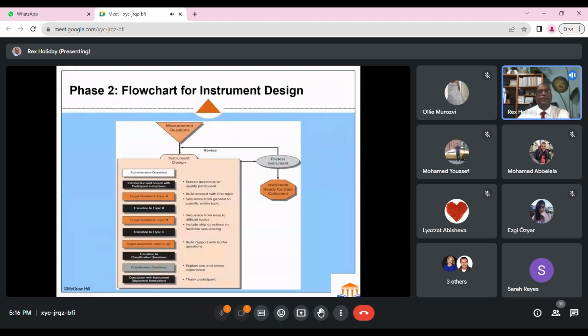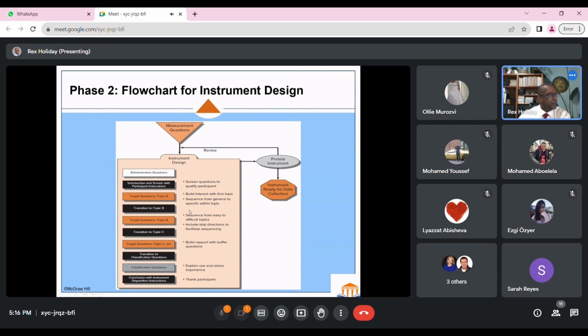Let's look at this. I have the flow chart for the instrument design. Here's a measurement question: instrument design, administrative questions, introduction and screen with participant instructions, questions to qualify participant, target questions, topic A, build interest with first topic, sequence from general to specific within topic. Okay.